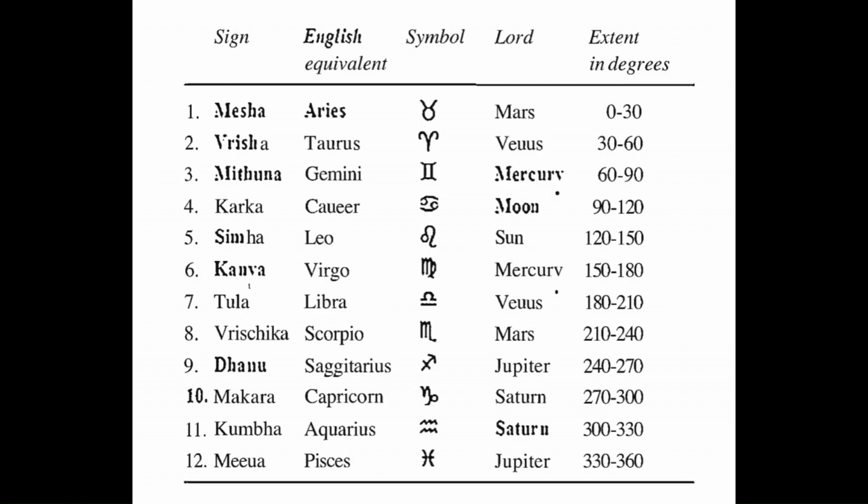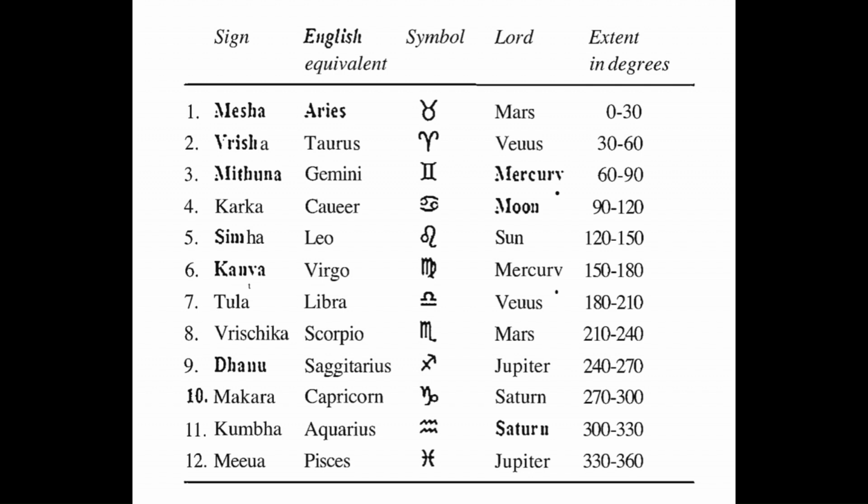Rashi number 1 is Aries and its lord is Mars. Rashi number 2 is Taurus and its lord is Venus. Rashi number 3 is Gemini and its lord is Mercury. Rashi number 4 is Cancer and its lord is Moon. Rashi number 5 is Leo and its lord is Sun. Rashi number 6 is Virgo and its lord is again Mercury.